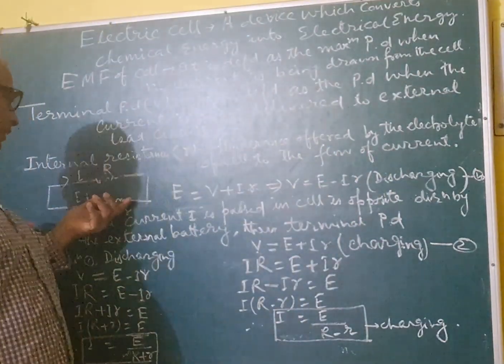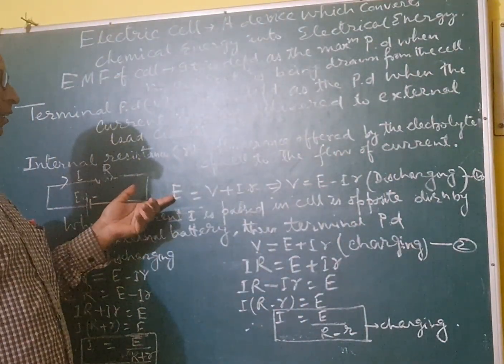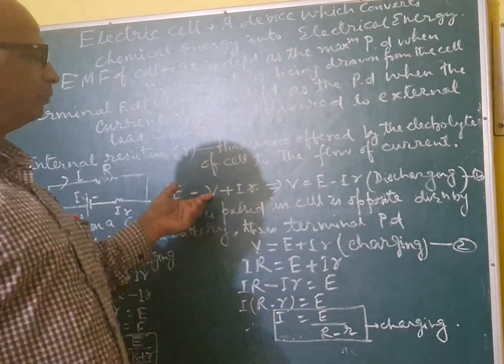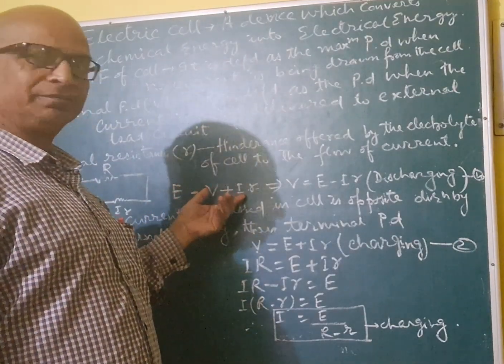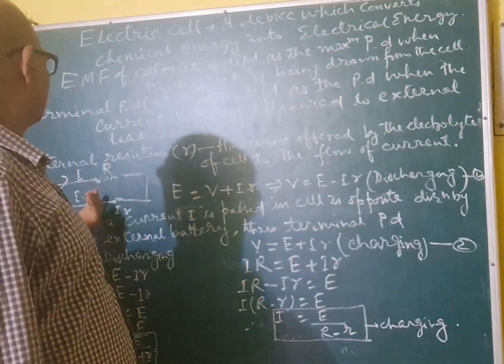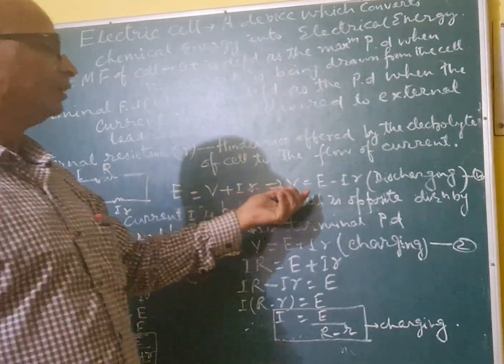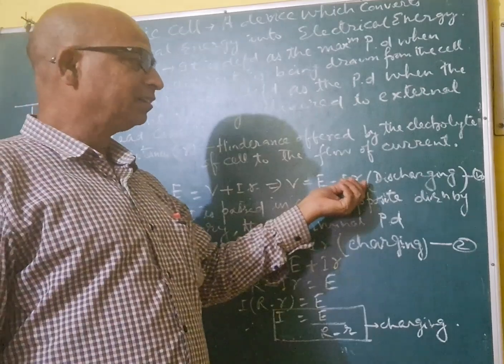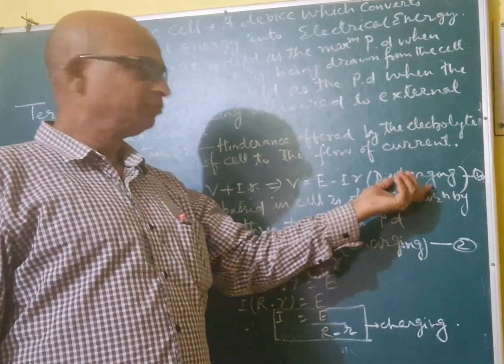So here this is the circuit. Here E, the electromotive force, is given by V, the potential difference, plus Ir, that is current into r, that is equal to voltage. So here V is equal to E minus Ir on discharging.